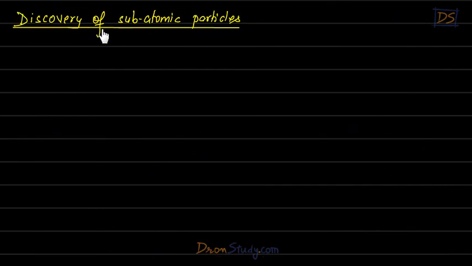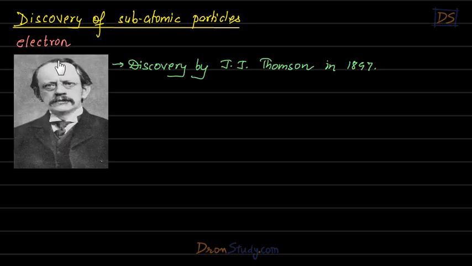So now, the discovery of subatomic particles. Students, how were these subatomic particles, electrons, protons and neutrons, discovered? How did scientists come to know about them? So first of all, let us talk about the electron, students. The electron was discovered by the great scientist J.J. Thomson in 1897, students. He was a great scientist, and he also won the Nobel Prize in 1960 for discovering the electron.